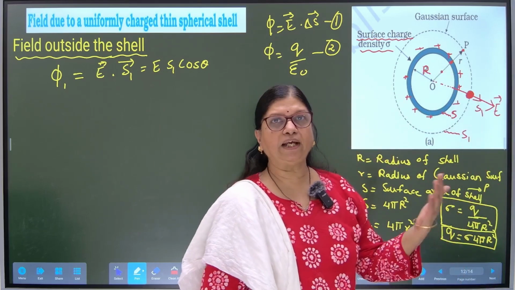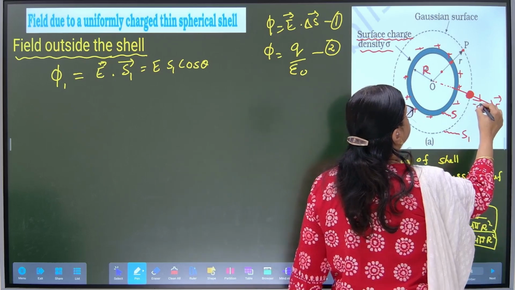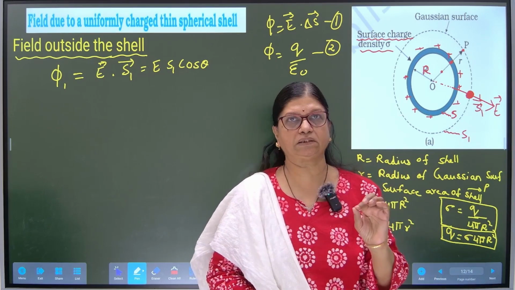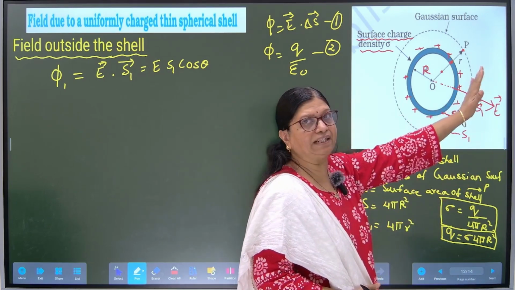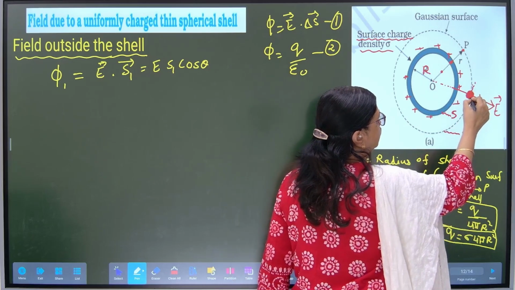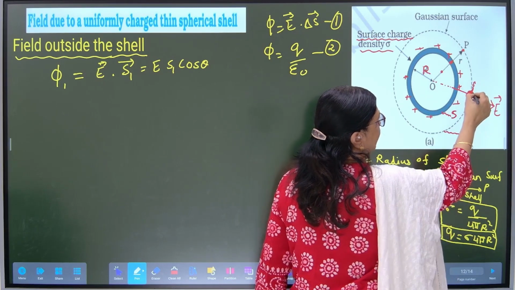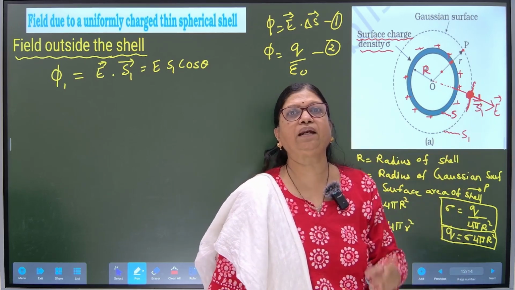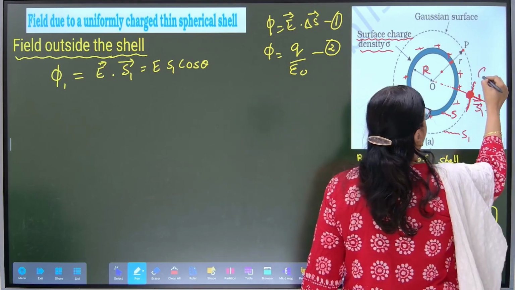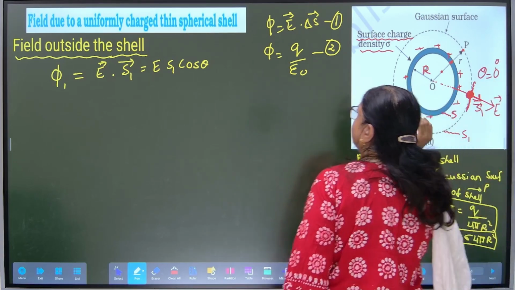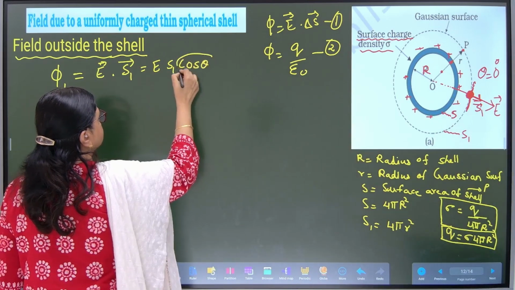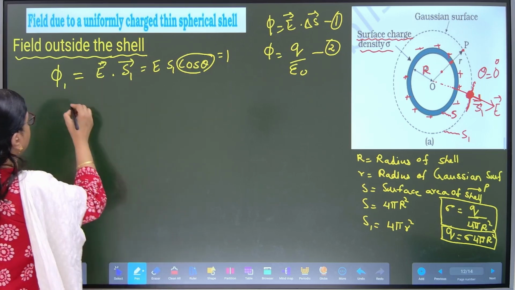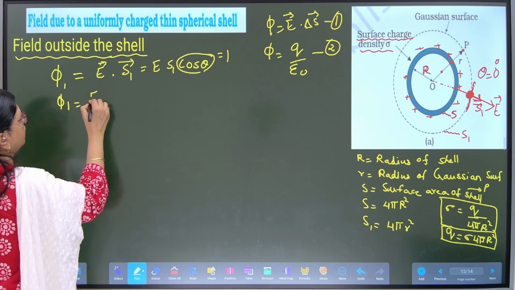Why is it the same? Reason: the direction of the area element is taken perpendicular outwards. If I consider the tangent here for the circular portion, then this is normal to the tangent. So S1 and E are both in the same direction. So theta is equal to 0, which I will substitute, and cos 0 is 1. So finally I have phi 1 is equal to E S1.